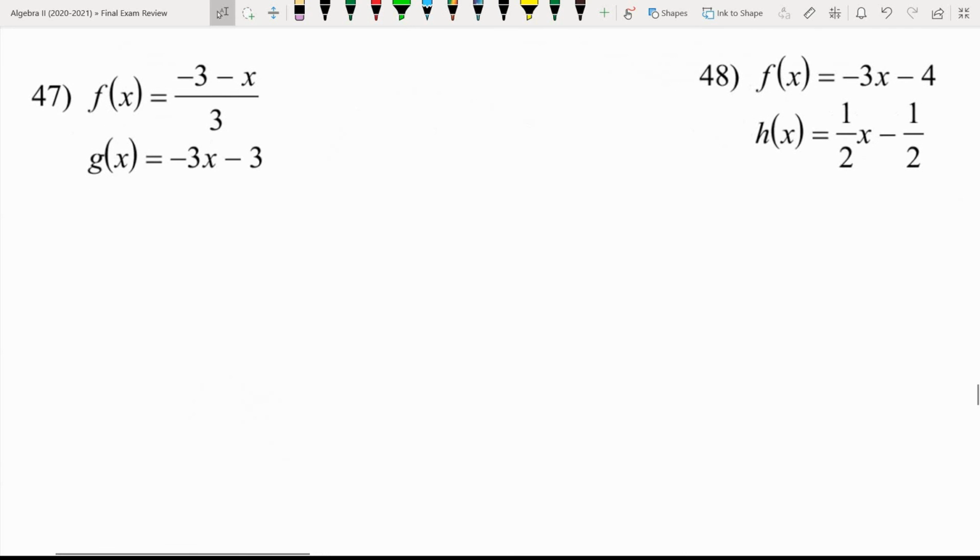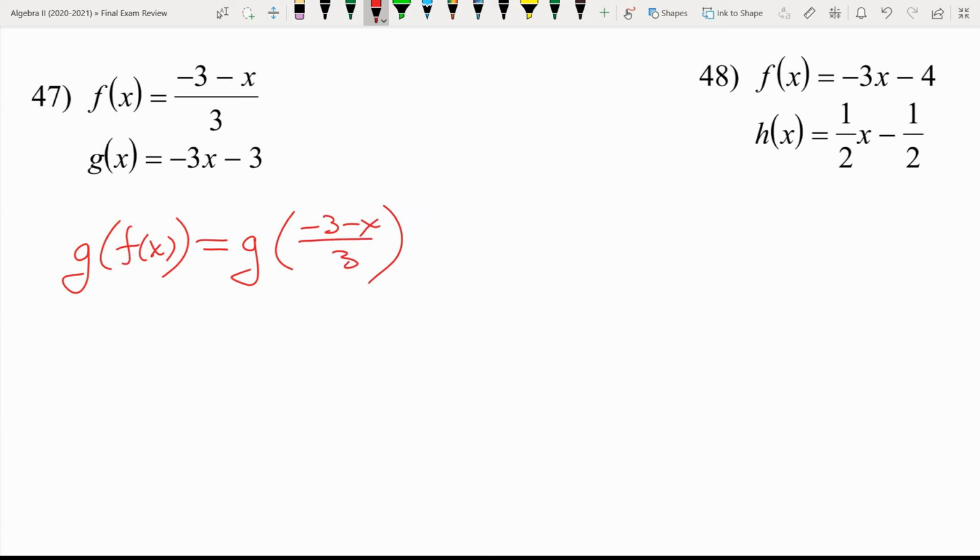Let's do this one, number 47. So I'm just going to jump right into it. I'm going to reverse it though. Let's try putting f of x into g of x, because it doesn't matter which order you do it. Both should work, okay? So if I'm plugging f of x into g of x, that's g of negative 3 minus x over 3. So I'm going to plug this into this x right here, anywhere I see an x in the g of x.